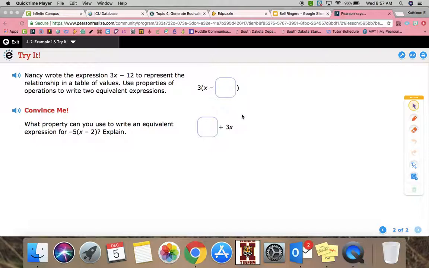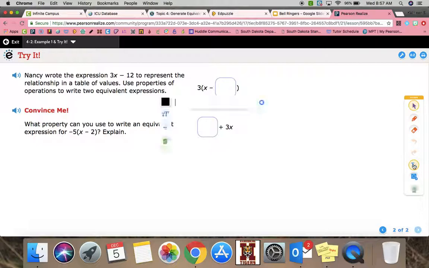It says Nancy wrote the expression 3x minus 12 to represent the relationship in a table of values. Use properties of operations to write two equivalent expressions. Okay, so it leaves a blank here in the first one. So we need to decide what our blank is going to be here. Now this is something that we didn't talk about. It's not one of the properties, but it's the reverse of one of the properties, I guess I would say.